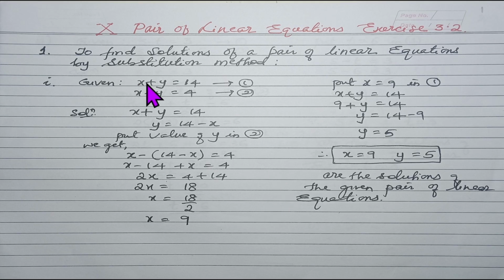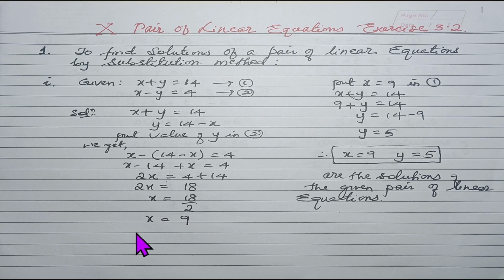Now let us consider this example: x plus y equal to 14, x minus y equal to 4. We have x plus y equal to 14, that is equation number 1, and from this, if I transfer x to the right side, it becomes minus x, therefore I have got y is equal to 14 minus x. Now put this value of y in the other equation, that is equation number 2. Then we get x minus (14 minus x) equal to 4. I open the bracket here: x minus 14, minus into minus is plus, x minus 14 plus x is equal to 4. Simplify it, we get 2x is equal to 4 plus 14, 2x is equal to 18, x is equal to 18 by 2, and x is equal to 9.